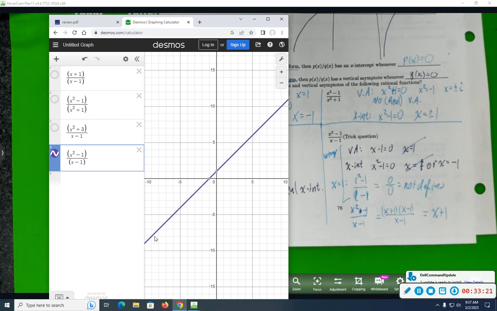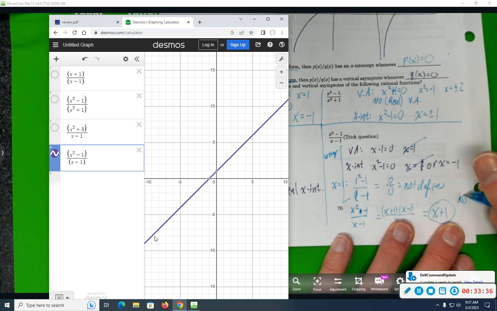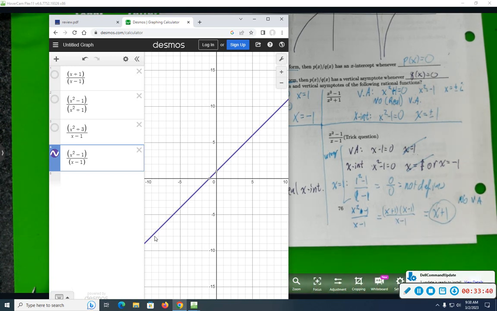All right. So this function now, x plus 1. Tell me about its vertical asymptotes. Does it have any? No, there is no denominator to set equal to 0. So it's got no vertical asymptotes. Where is its x-intercept? x equals negative 1, right? You would just set that thing equal to 0 and solve.